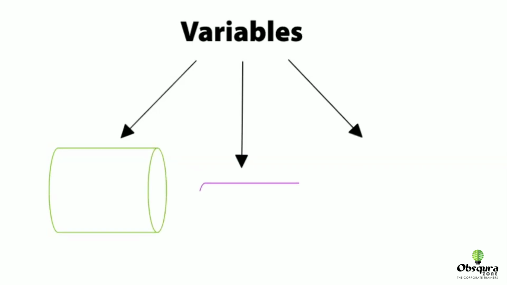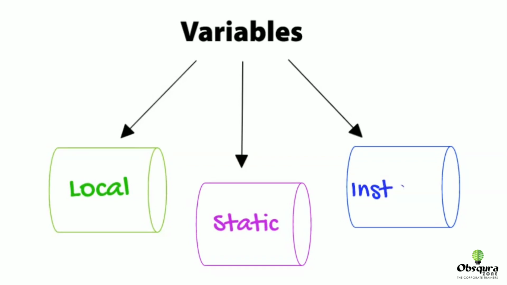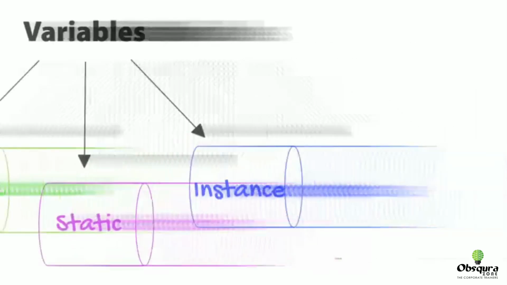Now let's discuss variables. The characteristic of a primitive and non-primitive data type changes depending on where it is initialized. A variable can be considered as a container which can hold values. There are three types of variables in Java: local, static, and instance variables.